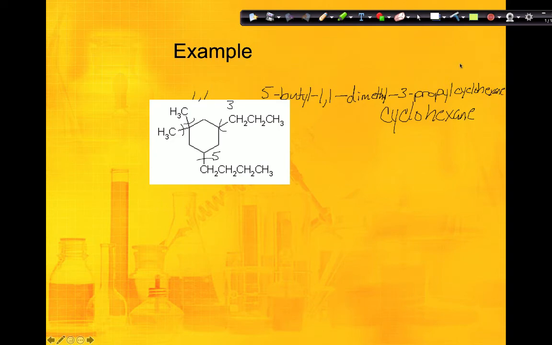All right, so really the biggest difference is this, and then also when you number, you're going to get the lowest numbering system possible, which isn't different, but you're going to make sure that you're not skipping around. You still need to go in either a clockwise direction or the counterclockwise, whatever gives you the lowest number.